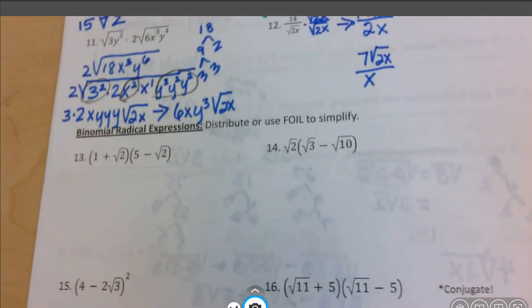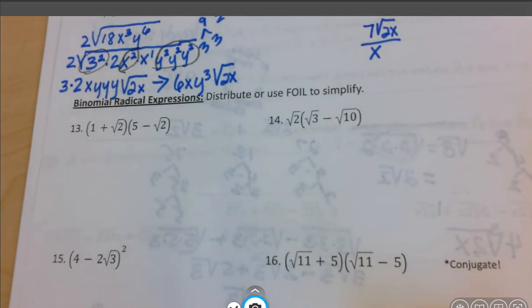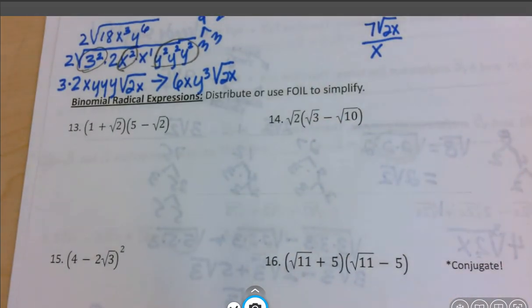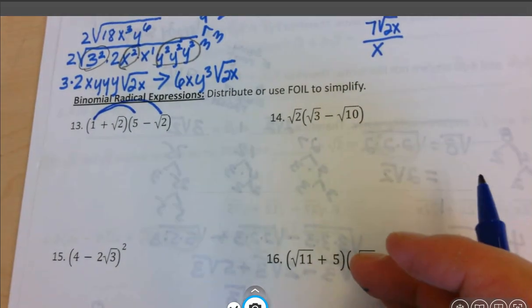All right, so we're going to do 13 together, and then I'm going to give you some time to work on 14, 15, and 16. So in 13, some of you like to multiply these binomials with the boxes. If you like the boxes, you can go back to those, okay? Some of you use FOIL. I personally just distribute. So I distribute the 1 to everything in the second set of parentheses, and then I'll do the same thing with the root 2.